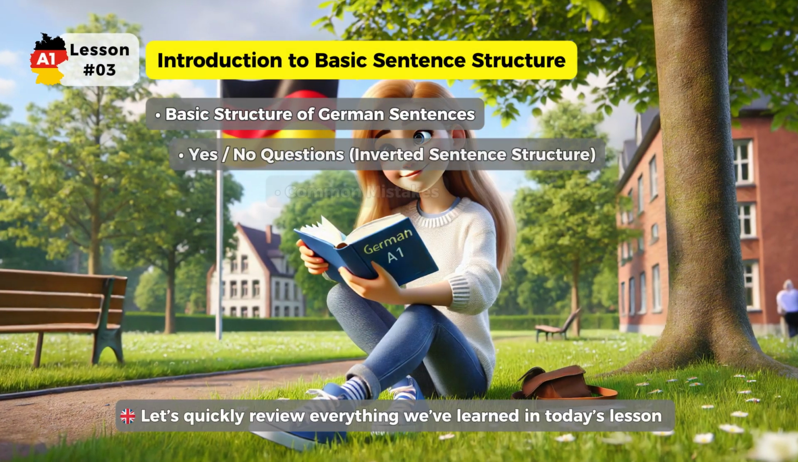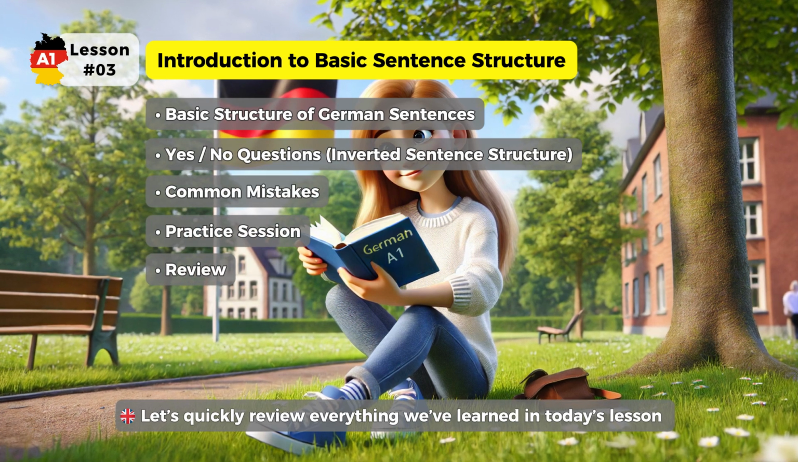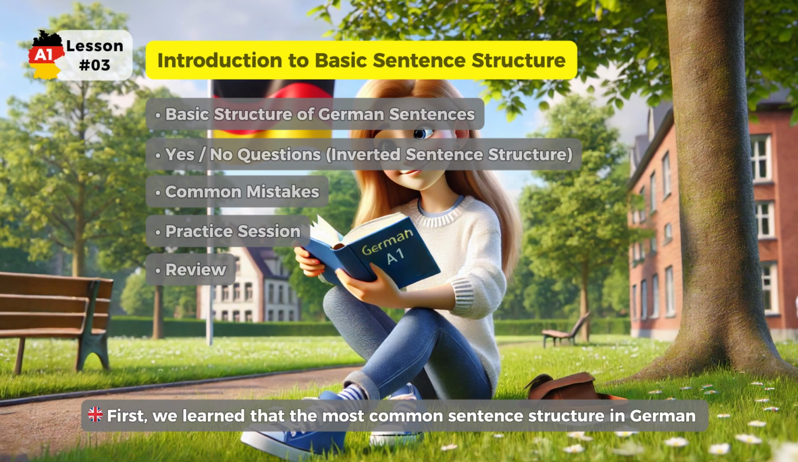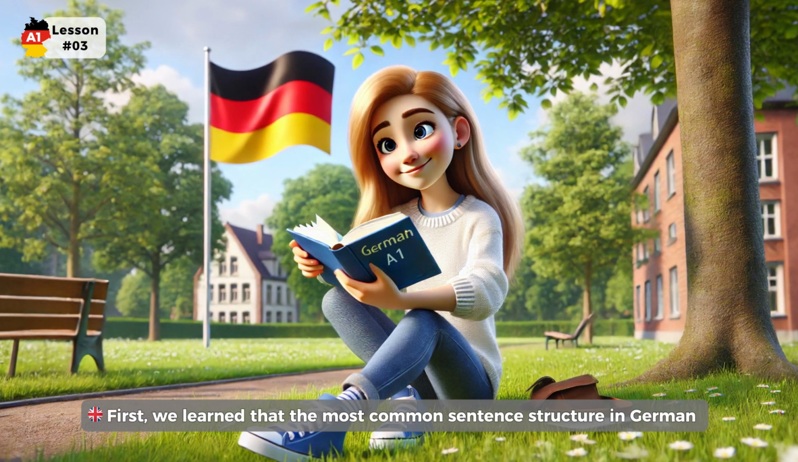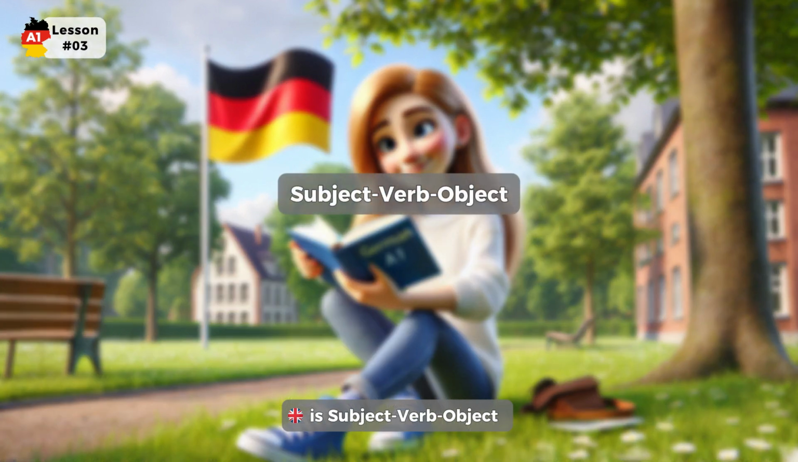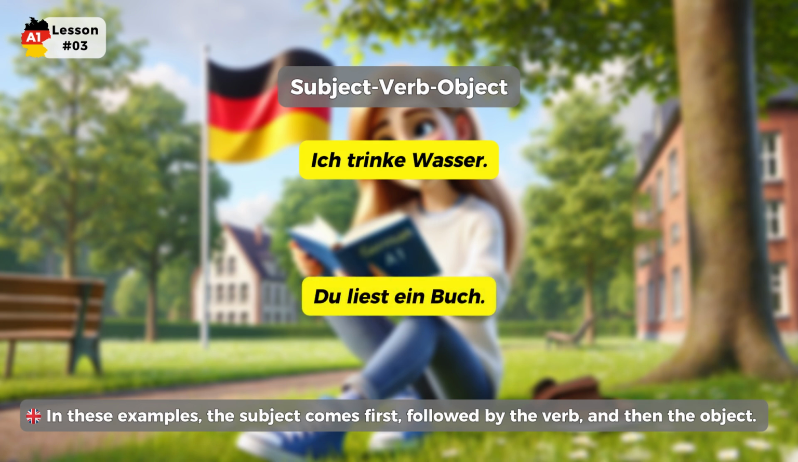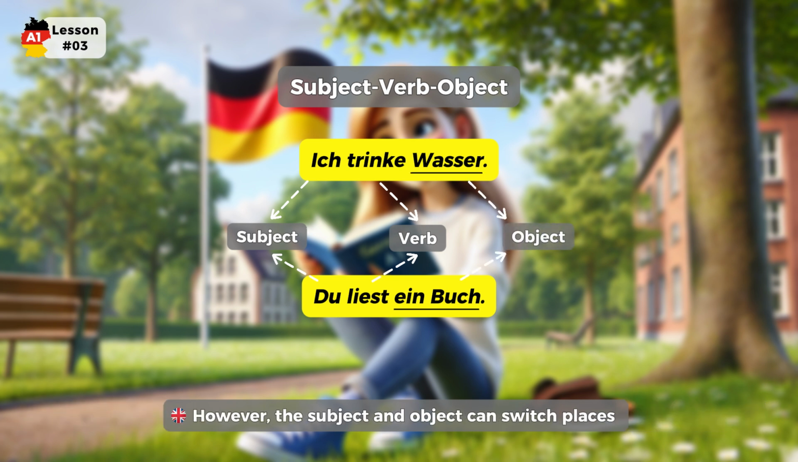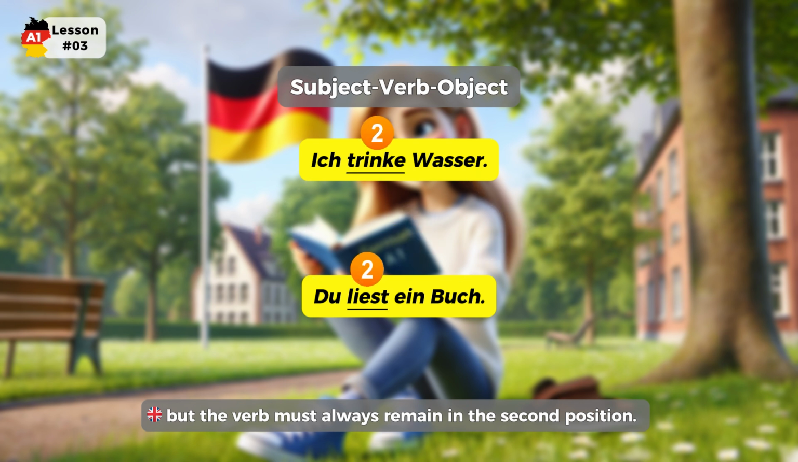Let's quickly review everything we've learned in today's lesson about basic German sentence structure. First, we learned that the most common sentence structure in German is subject-verb-object. In these examples, the subject comes first, followed by the verb, and then the object. However, the subject and object can switch places depending on emphasis or word order, but the verb must always remain in the second position.